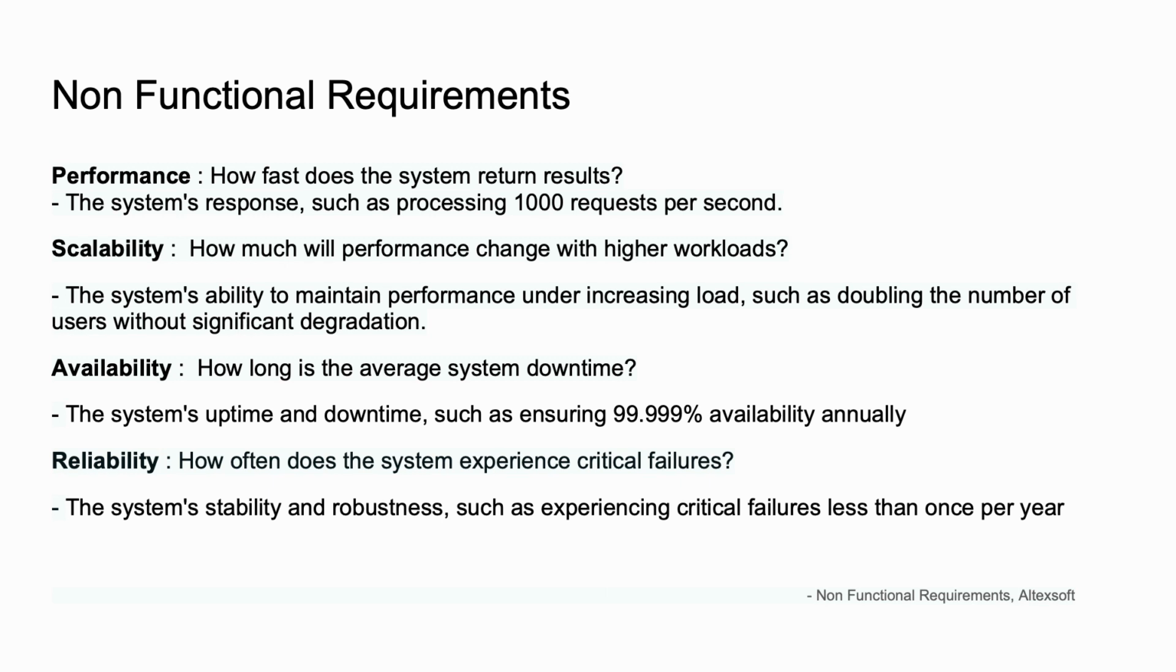Availability can be measured by the average system downtime. The system's uptime and downtime, such as ensuring 99.999% availability annually. Reliability can be measured by how often the system experiences critical failures. The system's stability and robustness, such as experiencing critical failures less than once per year.